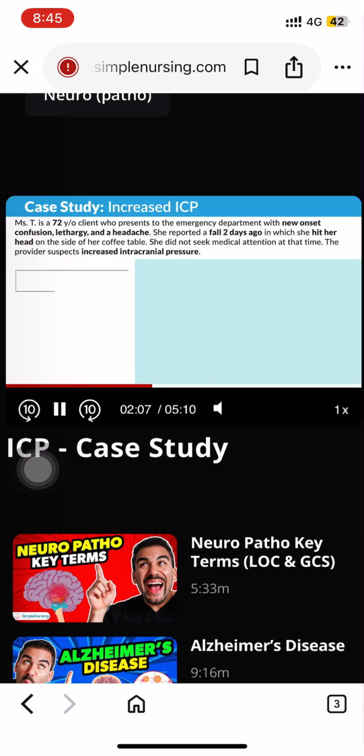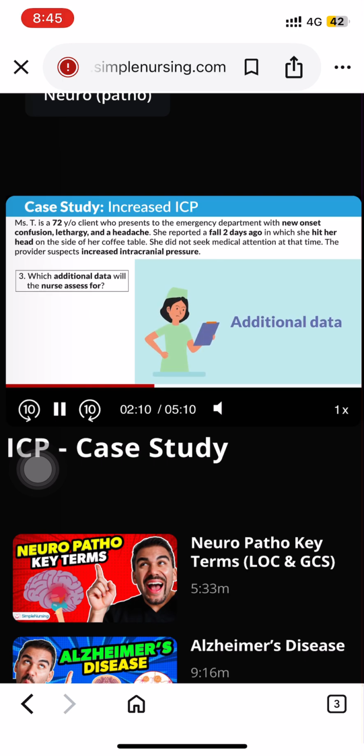Now moving on to question 3. Which additional data will the nurse assess for? So pause the screen and think of a few options. Okay, so let's break it down. Which additional data will the nurse assess for?